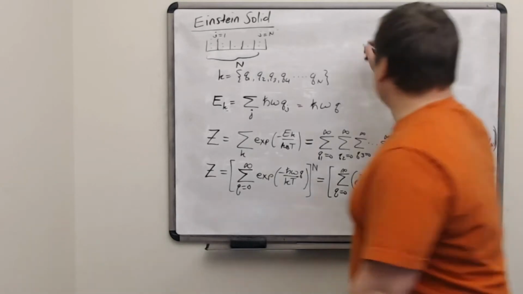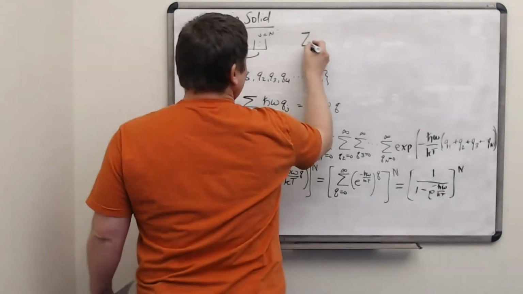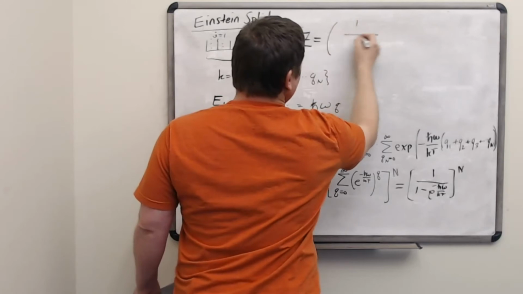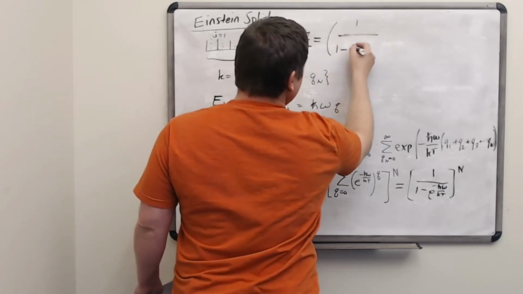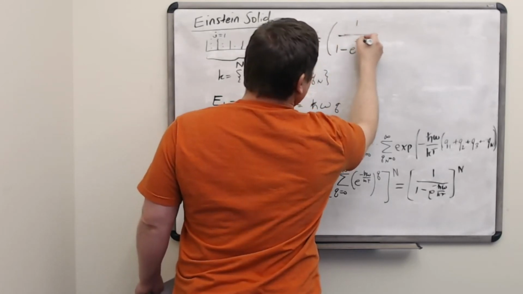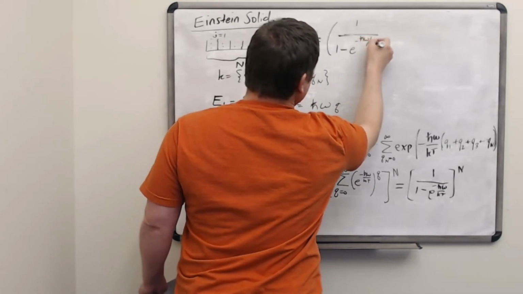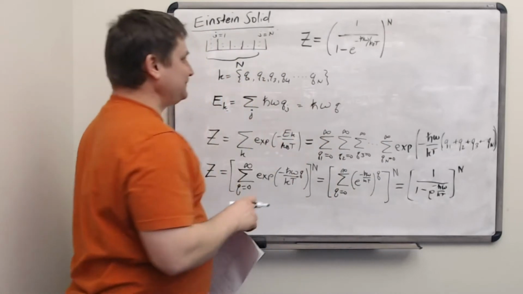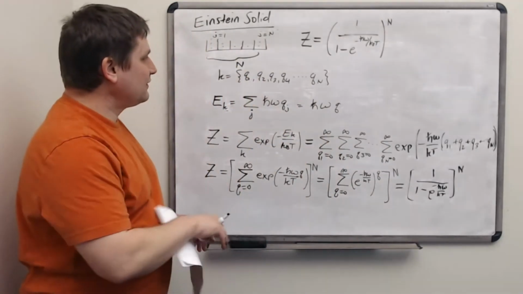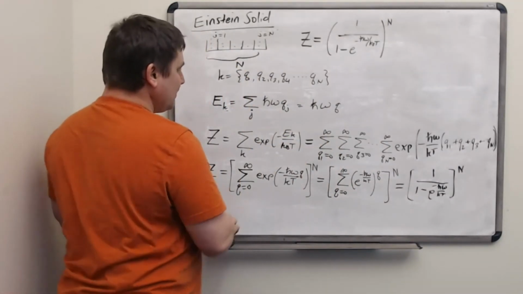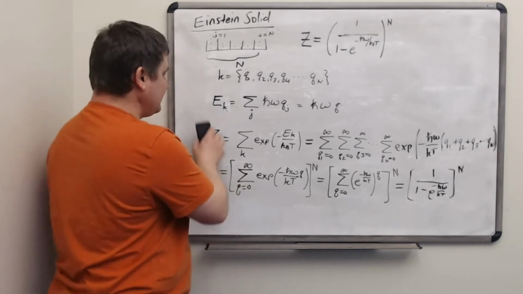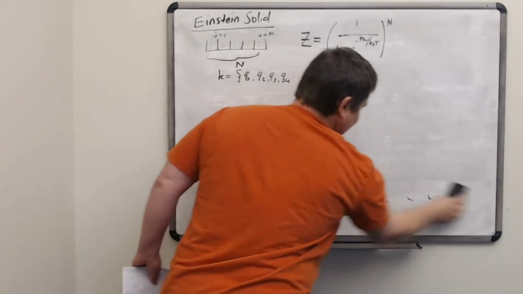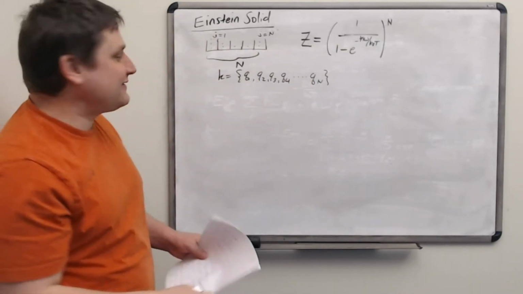All right, so there's our expression for the partition function of the Einstein Salad model. 1 over 1 minus exponential of minus h bar omega over kbT, all raised to the n power. All right. It's not as bad as we might have thought. But still, does this really give us the answers that we know and love for the Einstein Salad?